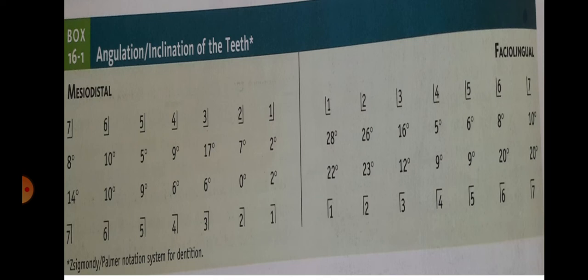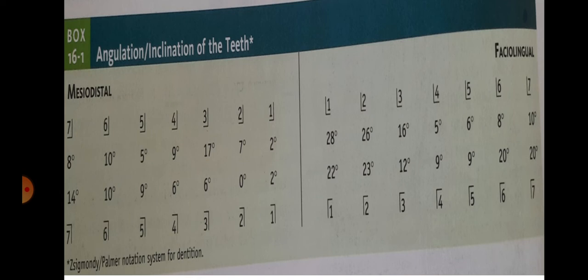For the first molar it is 10 degrees. For the second premolar it is 5 degrees. For the first premolar it is 9 degrees. For the canine it is 17 degrees. For the lateral incisor it is 7 degrees. For the central incisor it is 2 degrees.